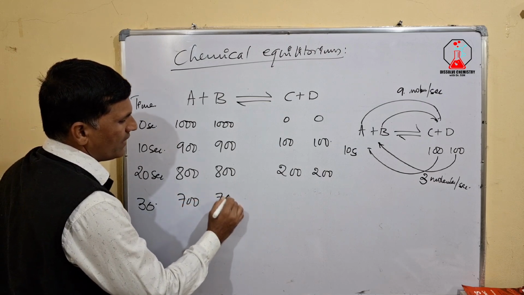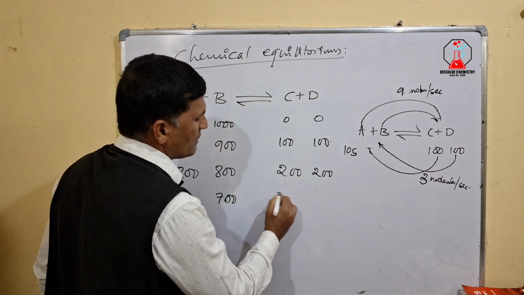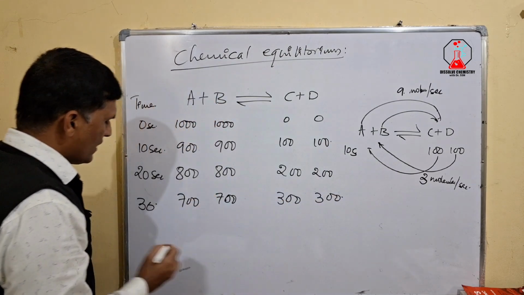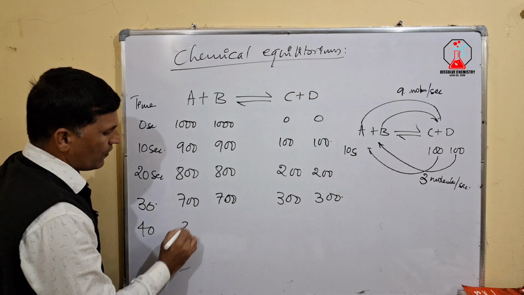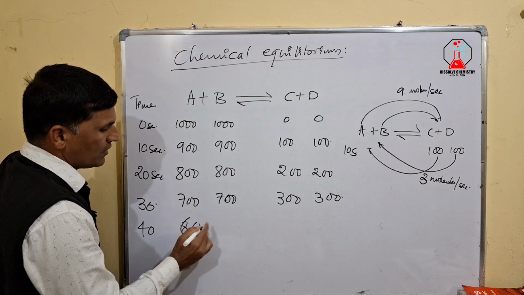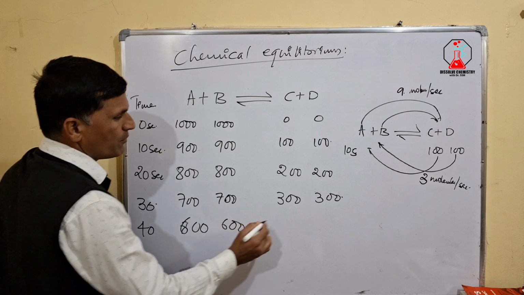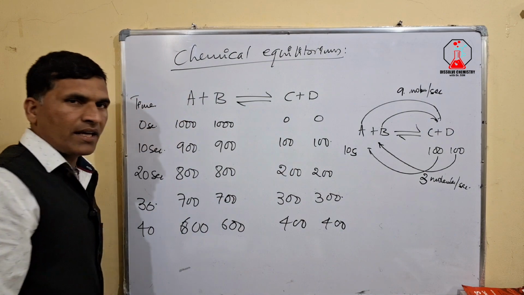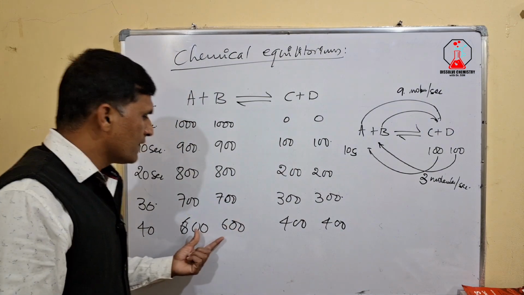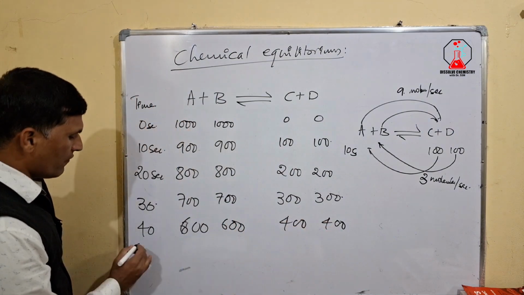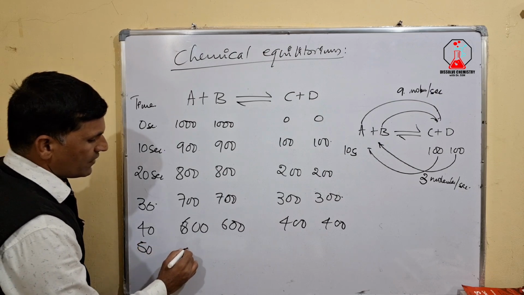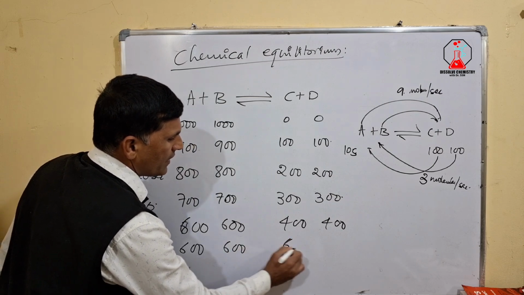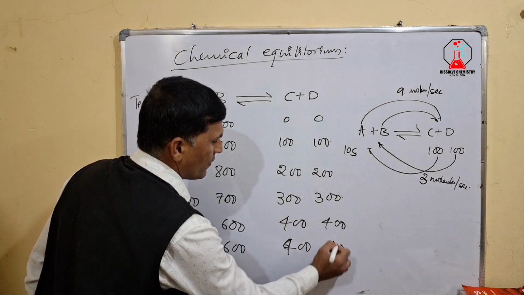Say at 30 seconds you have 700 each of A and B, and 300 of C and D. Similarly at 40 seconds, we find around 600 molecules of A and 600 molecules of B, and 400 each of the products. When I observe at 50 seconds, it is found that A and B remain at 600 and C and D remain at 400.